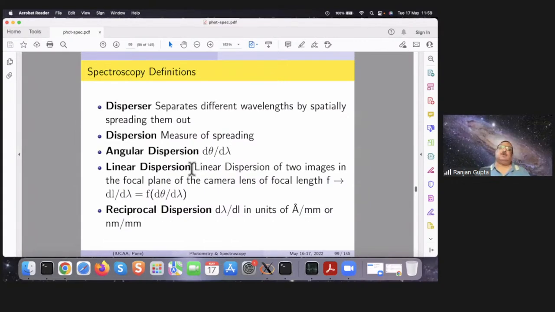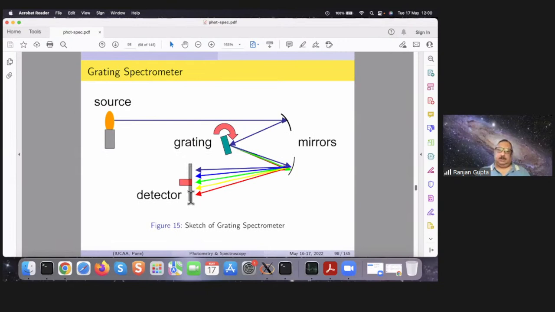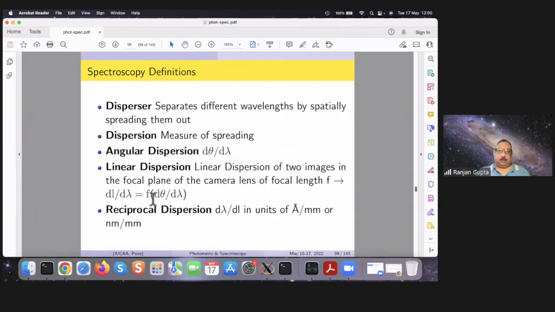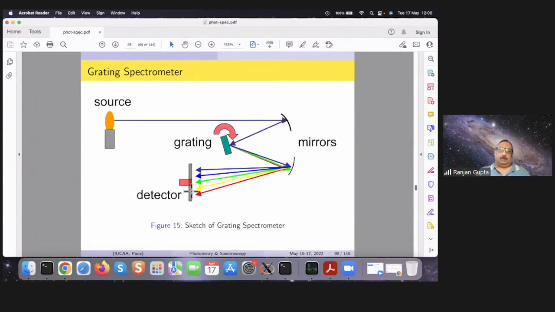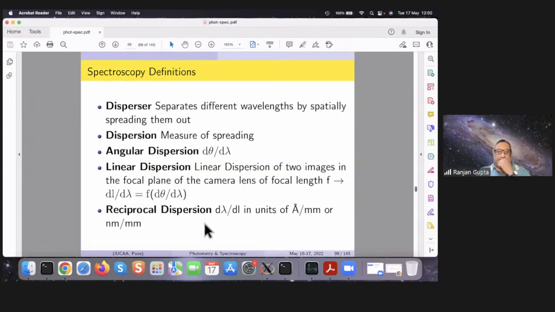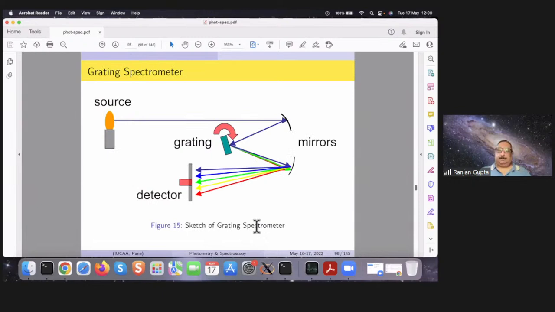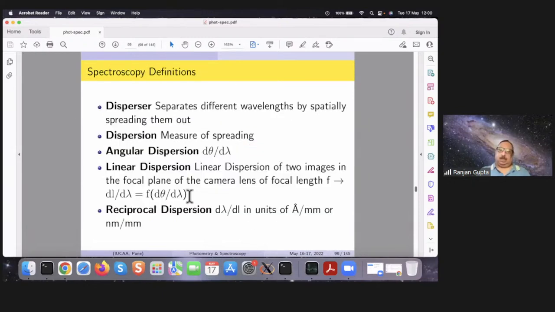But in fact, the reverse is more useful because you will be measuring the wavelengths here on this. So the reverse is true, which means it involves the focal length of the camera lens and it becomes d theta by d lambda into this. So dl by d lambda. That means in this picture, every millimeter, what is the corresponding lambda, right? Or rather lambda 1, lambda 2, lambda 3, lambda 4, like that. So that is defined like this. And dl by d lambda, the reverse of this, in units of angstrom per millimeter, which is the reciprocal dispersion. Which means after all this setup, finally what you are looking for is this large parameter. How many angstroms are there per millimeter?